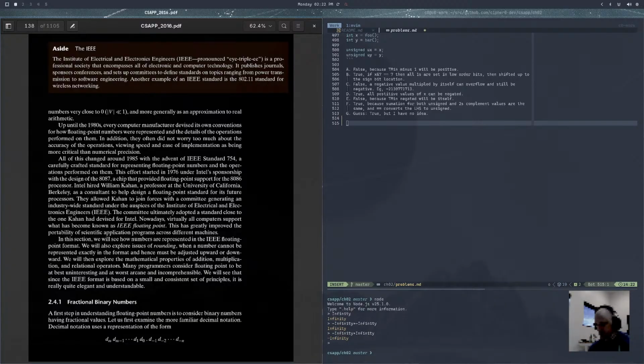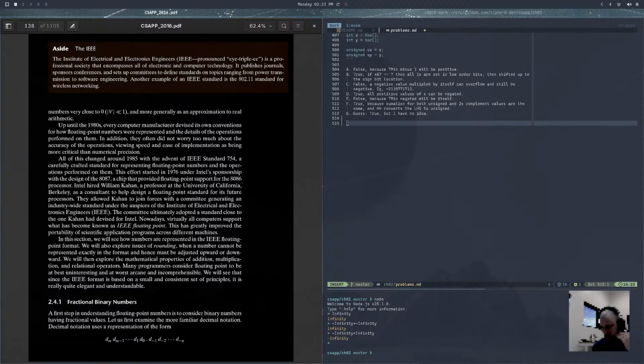Many programmers consider floating point to be at best uninteresting and at worst arcane and incomprehensible. We will see that since the IEEE format is based on a small and consistent set of principles, it is really quite elegant and understandable. Fractional binary numbers.